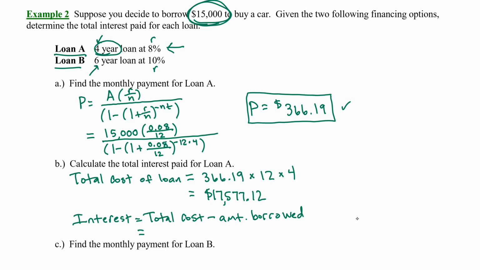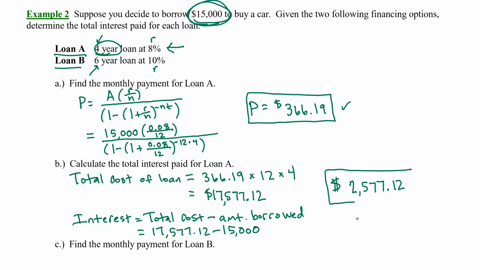So we're going to evaluate $17,577.12 minus the $15,000 that we borrowed. That's going to give us a difference of $2,577.12. Okay, so when we make this $366 payment, part of it is going to reduce the principal and other part of it is going to pay interest. When the loan is complete at the end of 4 years, we will have paid $2,577.12 for the interest charge alone.